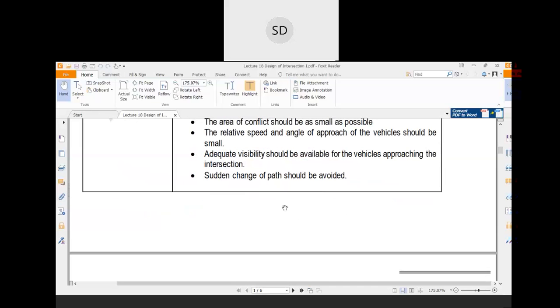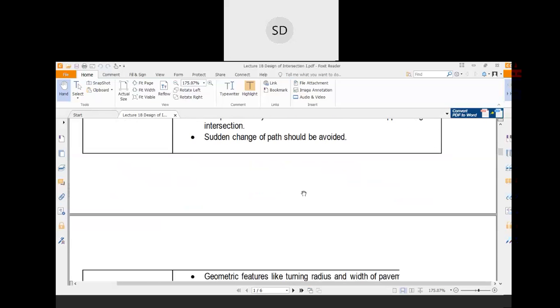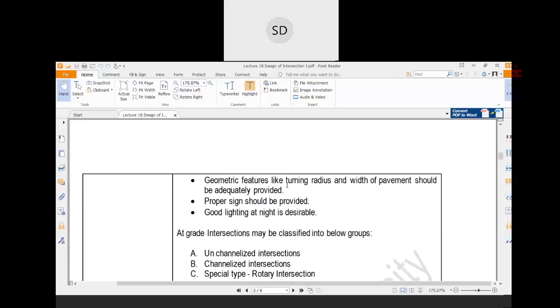Then sudden change of path should be avoided. It should be enforced in such a way that the vehicles cannot change their path suddenly. Geometric features like turning radius and width of pavement should be adequately provided, because in the intersection there are chances of conflict and chances of reduction of speed. So the area of the intersection should be more than the adjoining roads.